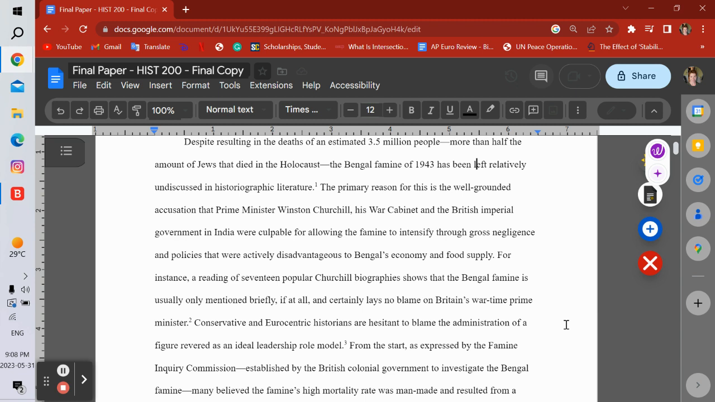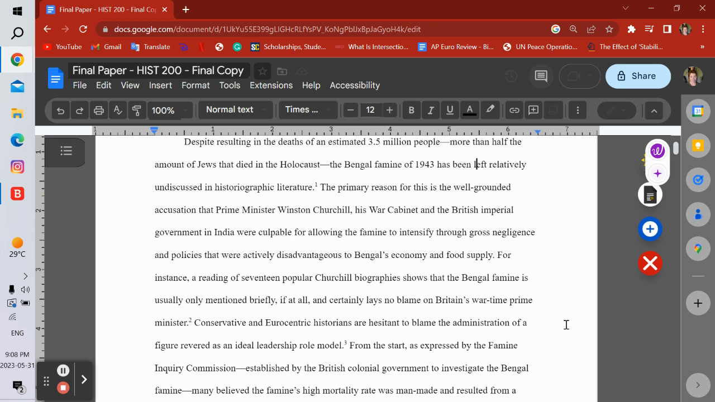For instance, a reading of 17 popular Churchill biographies shows that the Bengal famine is usually only mentioned briefly, if at all, and certainly lays no blame on Britain's wartime Prime Minister. Conservative and Eurocentric historians are hesitant to blame the administration of a figure revered as an ideal leadership role model.